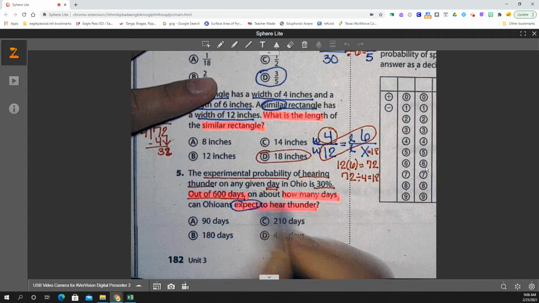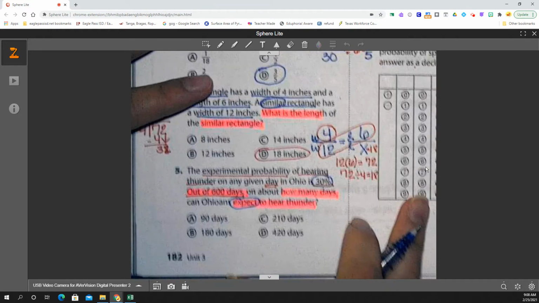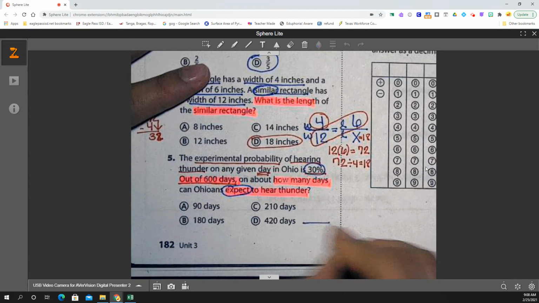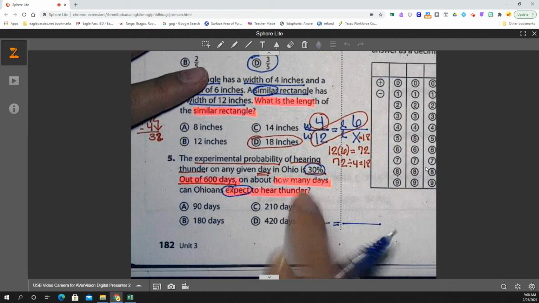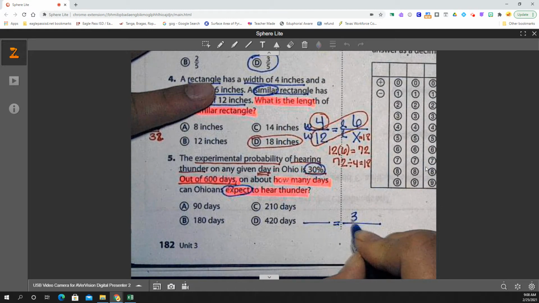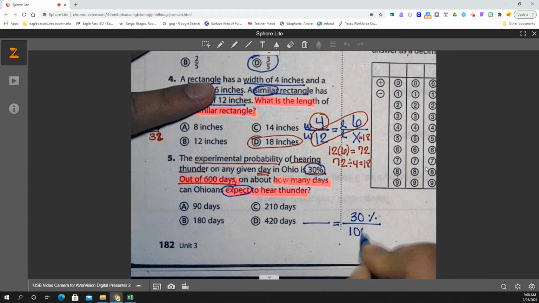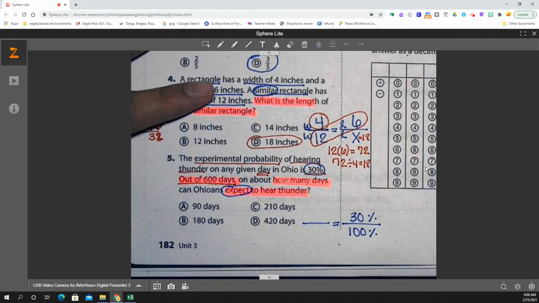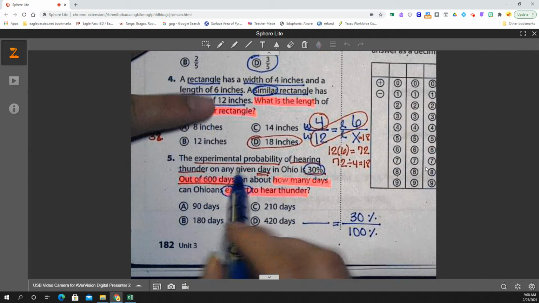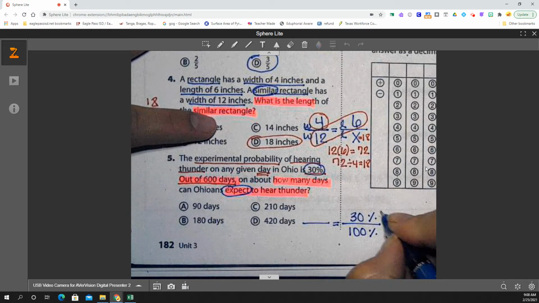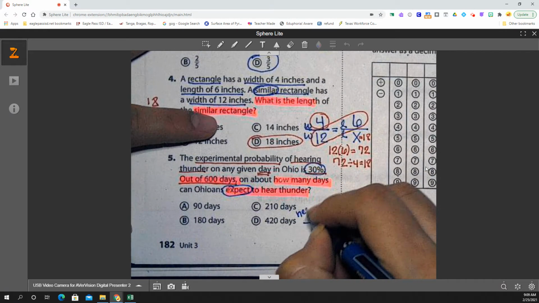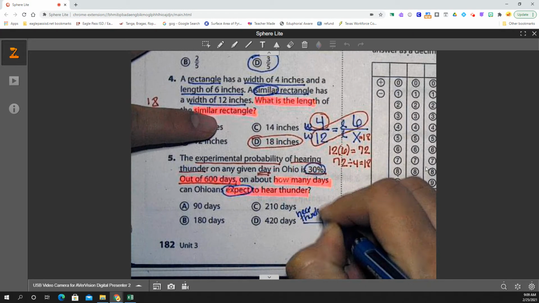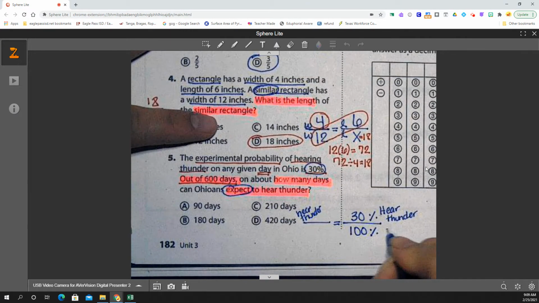Expect. And then percent. Remember that I told you that's going to be proportion. Those are the keywords. Expected means we need a proportion, and 30% also means that. Remember, anytime they give you a percent, it's going to go over 100. Okay? 30% represents what? When you hear thunder. So this is hear thunder. 100% is the total days.